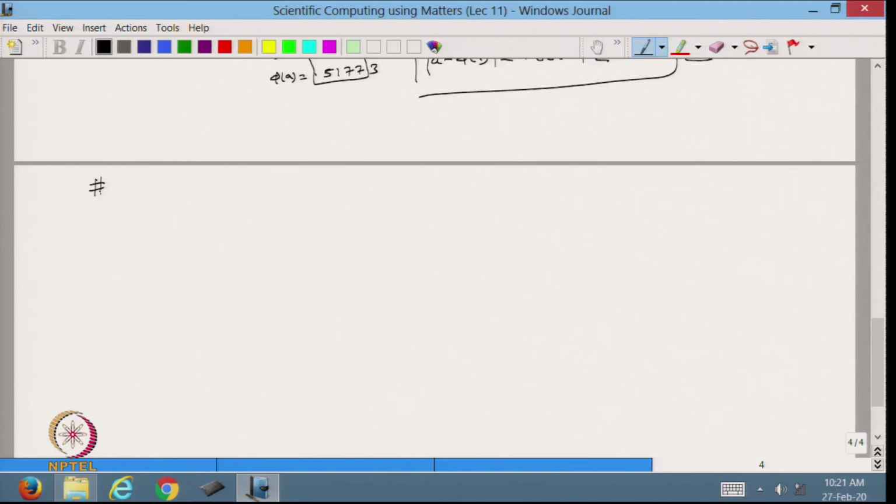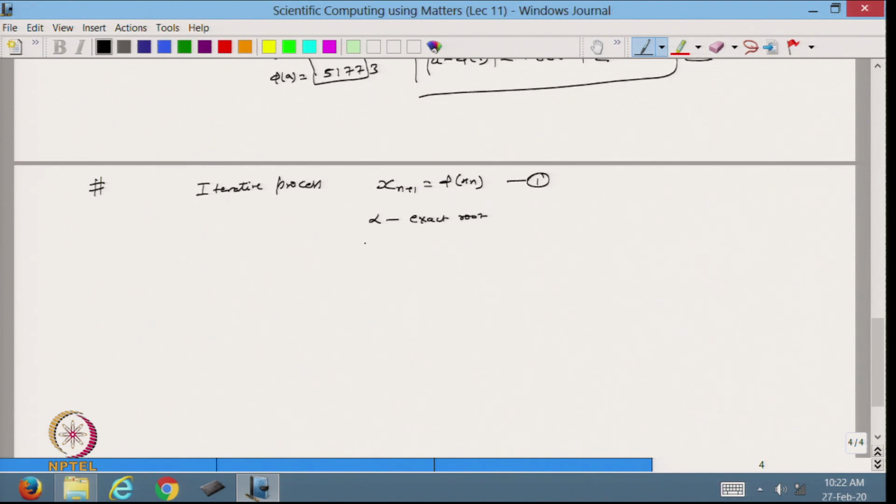Now, we want to find that. So, I will start with x n plus 1 is equal to phi of x n. Suppose I take the iterative process, this is my iterative process, x n plus 1 is equal to phi of x n. So this is my iterative process. Let alpha be the exact root.